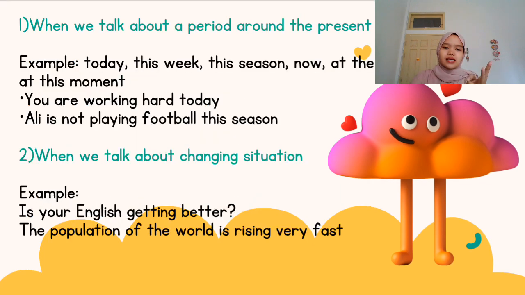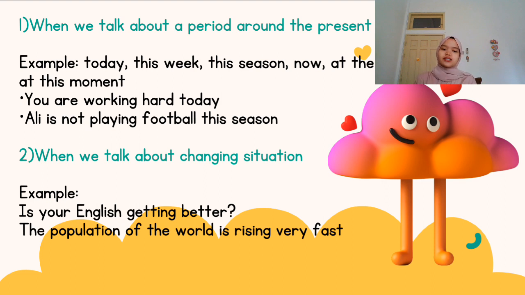Number three is when we talk about a period around the present. We can use the time signal here like today, this week, this season, now, at a time, at this moment, and others. For example, you are working hard today. You are working plus today at the end of the sentence. We can talk about a period around the present. That's the example of that.